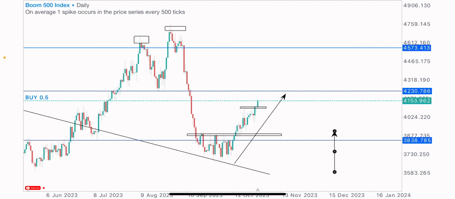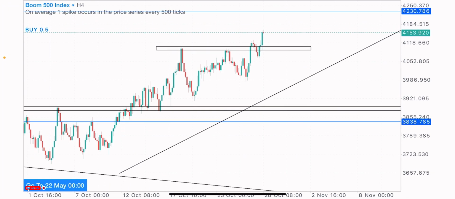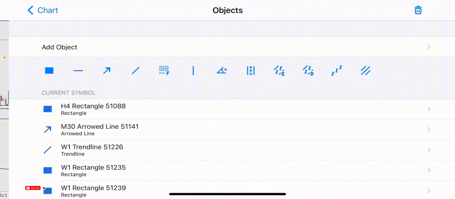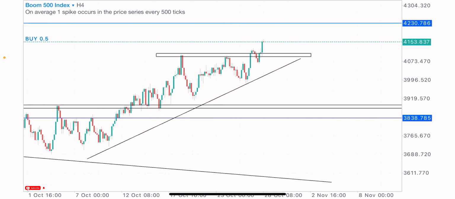So coming to the 4-hour time frame, I had my analysis as well, right? I spotted the market structure on the 4-hour time frame. I identified this market trend because you can see that price is creating this higher highs and higher lows structure, which is a bullish formation on the 4-hour time frame on this index.